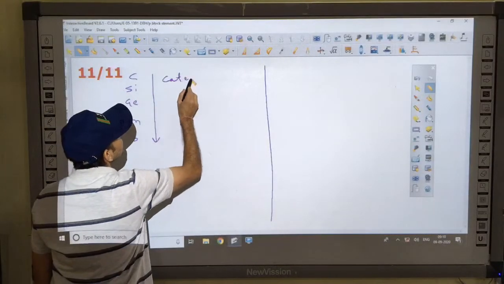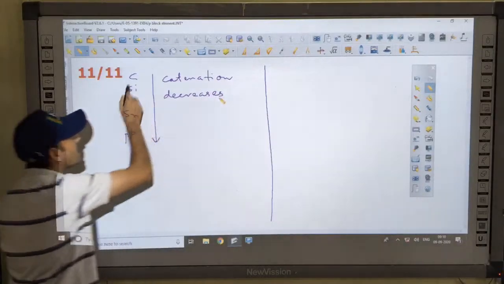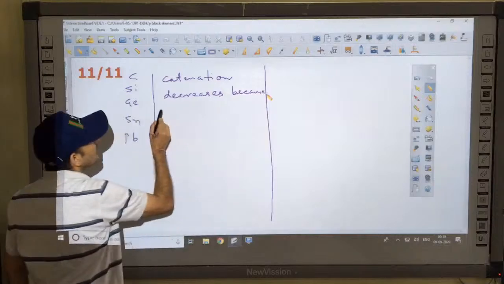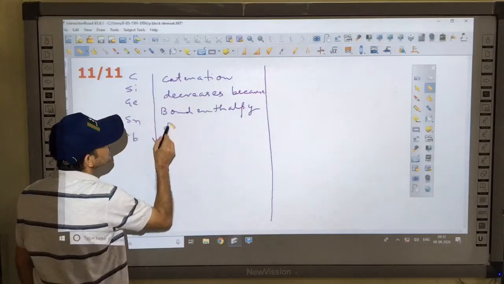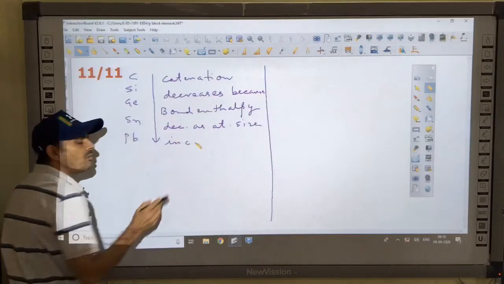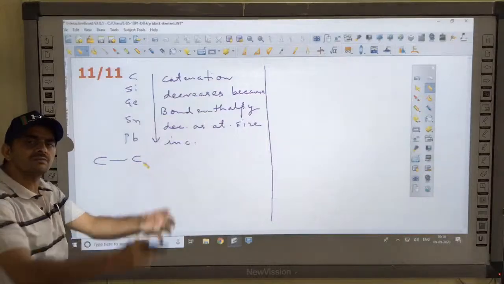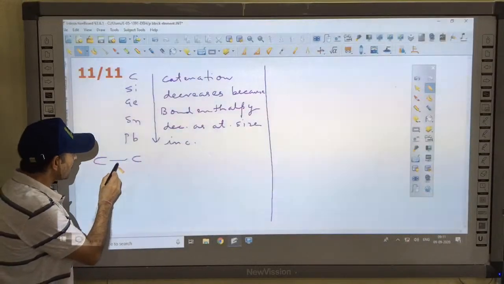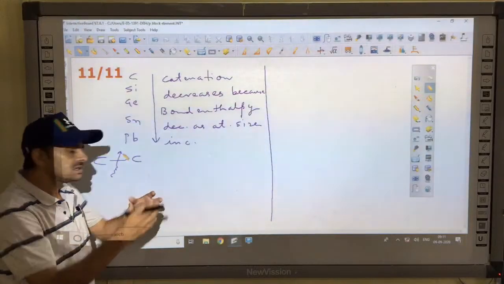Why? Catenation decreases. Why is it decreasing from carbon to lead? Because bond enthalpy decreases as atomic size increases. If I write a carbon-carbon bond, carbon atoms are self-linking with themselves. The atomic size of carbon is smaller, so they will be closer to each other. Hence, the energy required to split this bond will be more. Once the bond is formed, it forms a stable compound, due to the smaller atomic size.